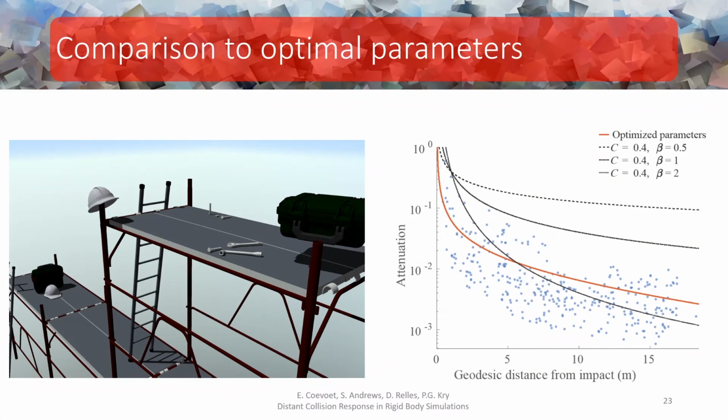By optimizing for the parameters used in our spatial attenuation model using a data fitting technique, we observed that manually tuned values produce plausible results. For example, in the scaffold example, using values of C equal to 0.4 and beta equal to 2, the amplitudes are reasonably close to those measured in an offline FEM simulation.